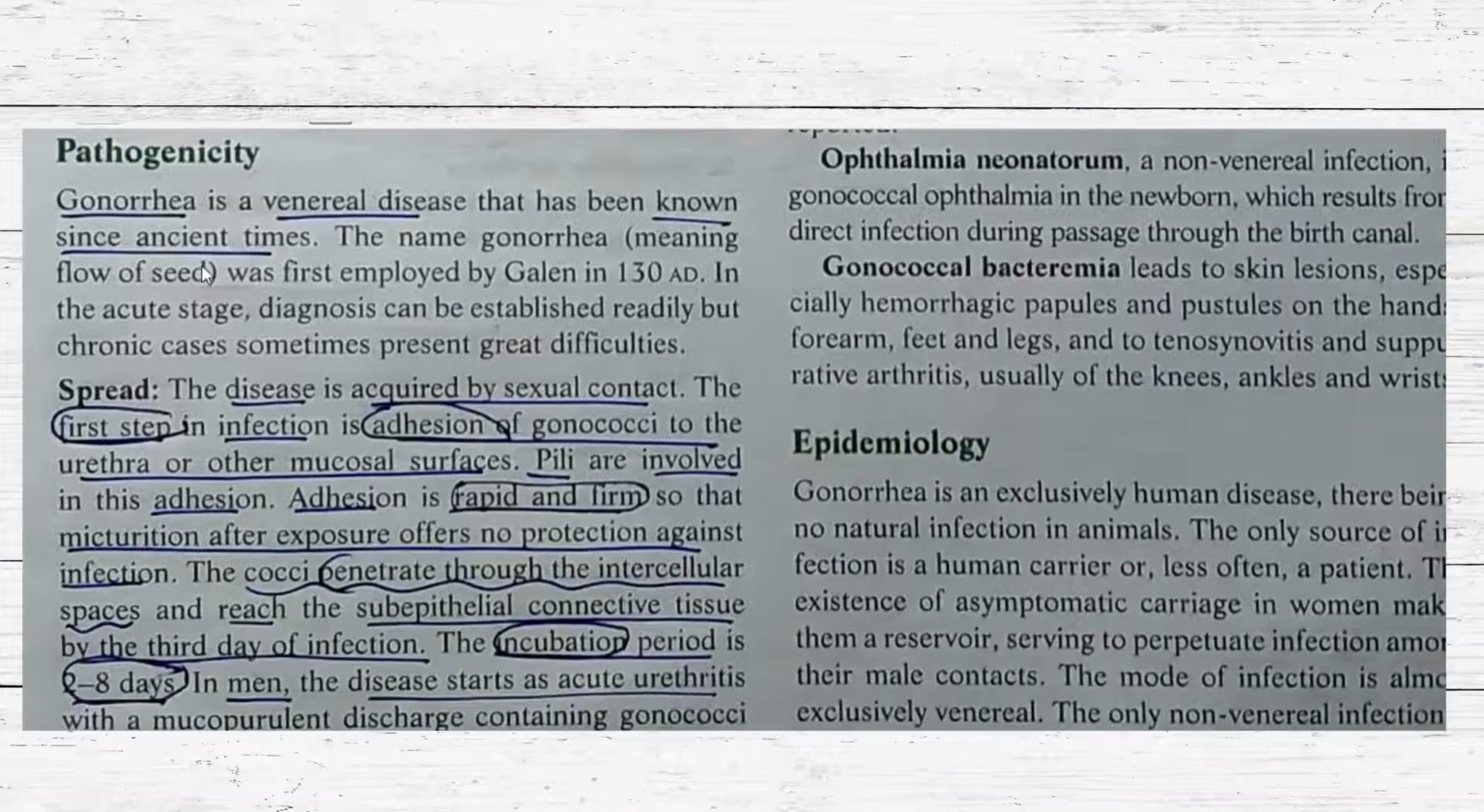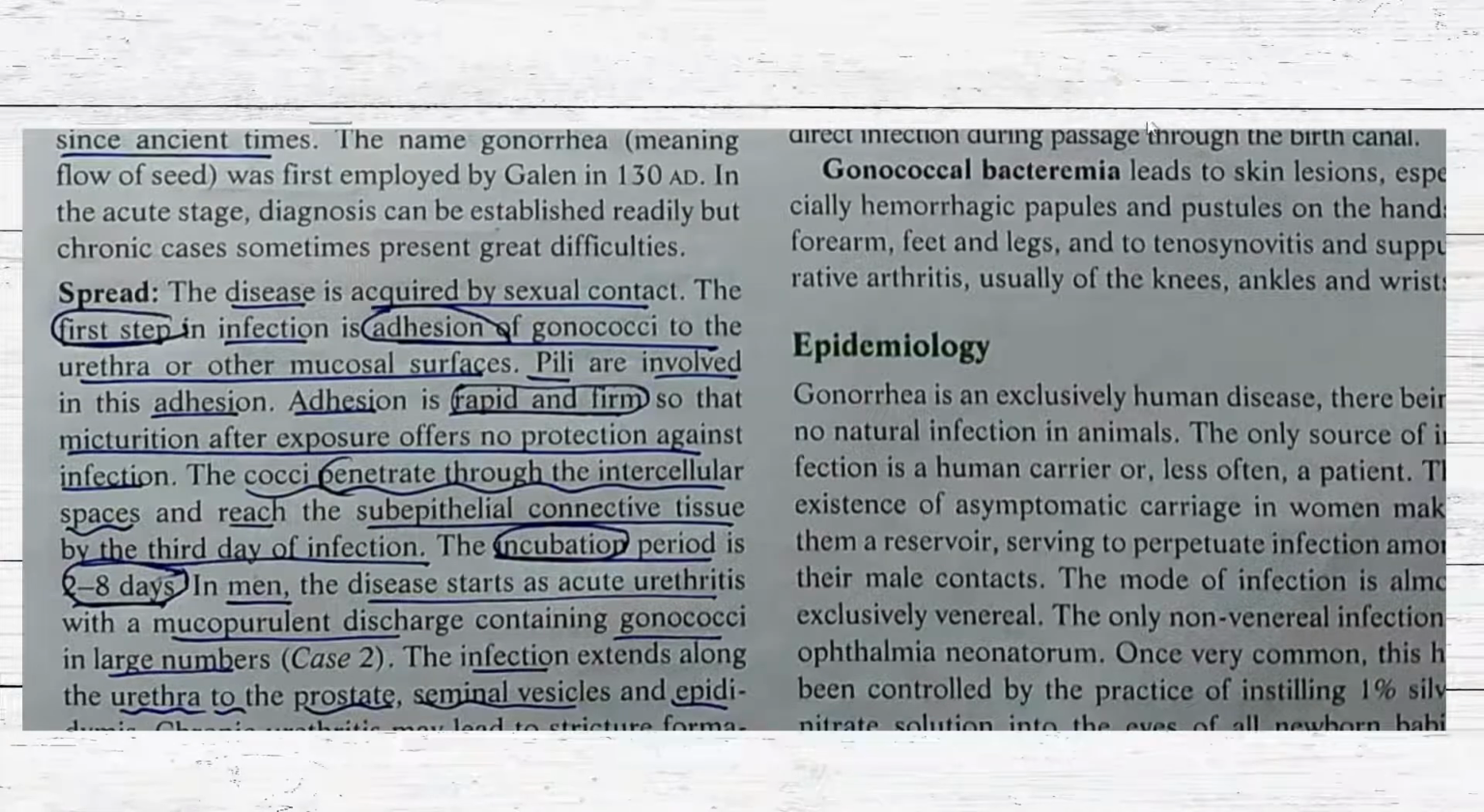Regarding pathogenicity, what is its pathogenesis and how does it occur? Gonorrhea is a venereal disease, a sexually transmitted disease. How does it spread? The spread will be through sexual contact. So the first step of the infection: whenever gonococci come in contact, they get attached to the mucosal surface or urethra.